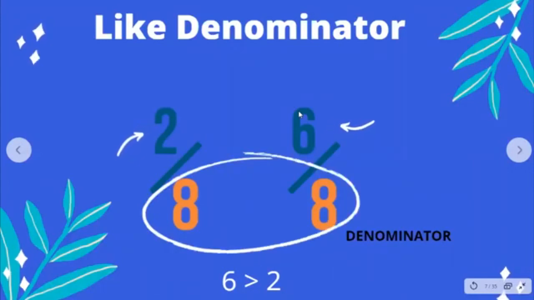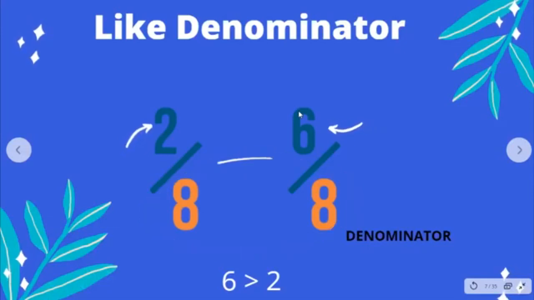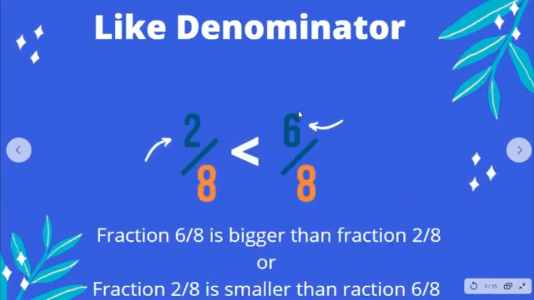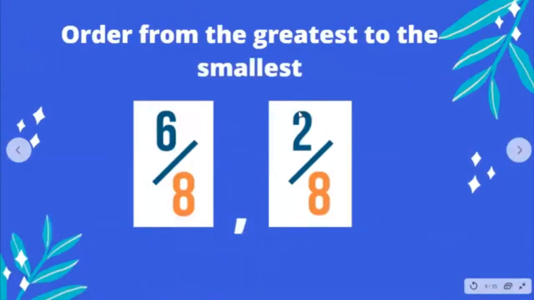So how can we compare and order fractions? Focus on their numerators. The bigger the numerator, the bigger the fraction. In this example, the numerators are 6 and 2. 6 is bigger than 2. We can conclude that the fraction 6/8 is bigger than the fraction 2/8, or the fraction 2/8 is smaller than 6/8. Now, if we want to put them in order from greatest to least, we will write the fraction 6/8 first, then 2/8.